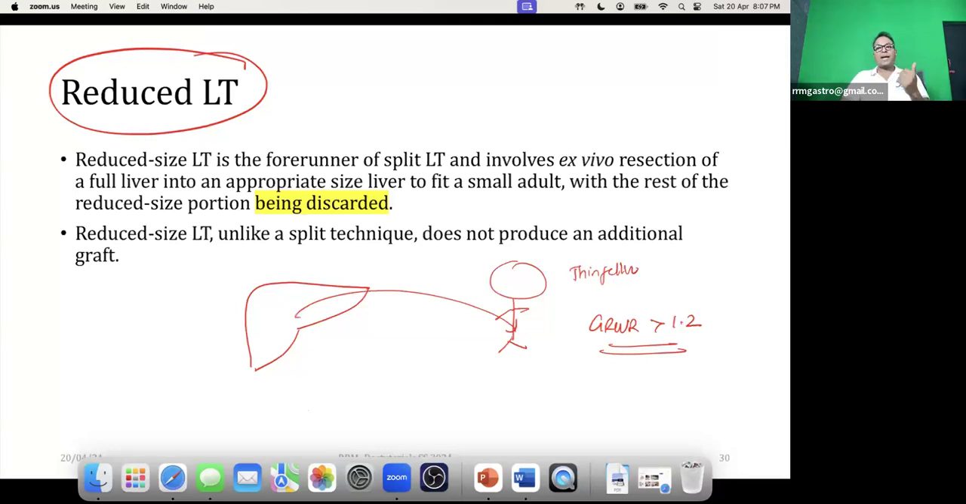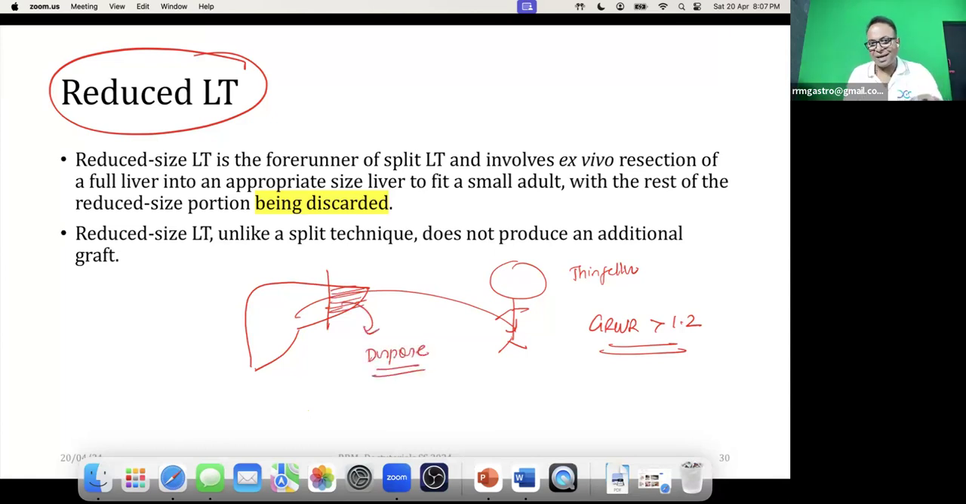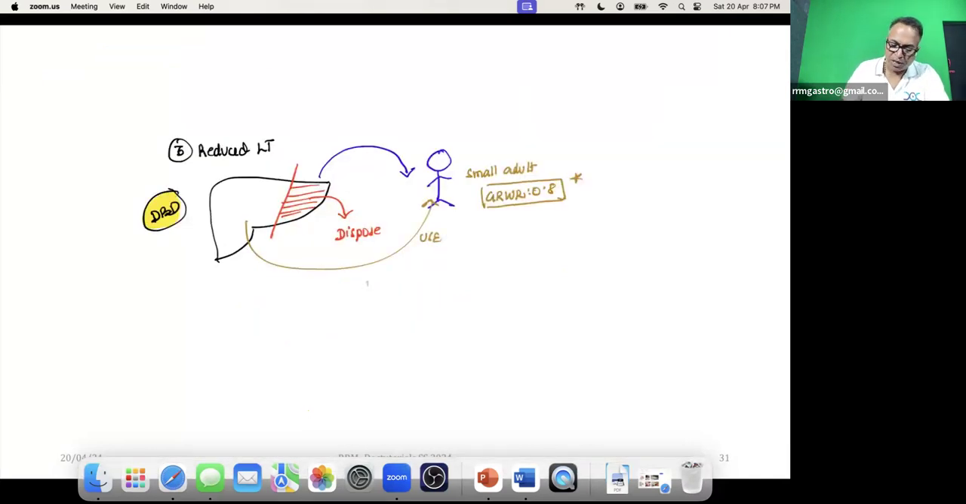We should keep an ideal liver with GRWR 0.8 to 1. So GRWR is very big. So what will I do? In such a case, I will cut and dispose of this liver. It is more or less like the split technique only, but this segment is not used for anybody else. It is disposed. This is known as reduced liver transplant. For a small adult, dispose of the extra liver in a donation after brain death. This is also done for brain dead donors. So use only the reduced liver. This is called reduced liver transplant.